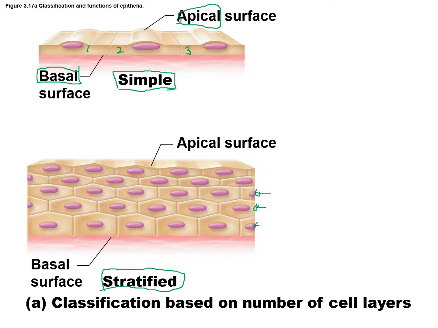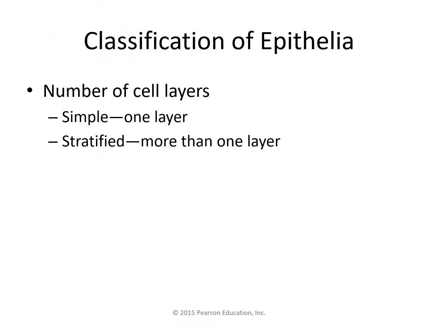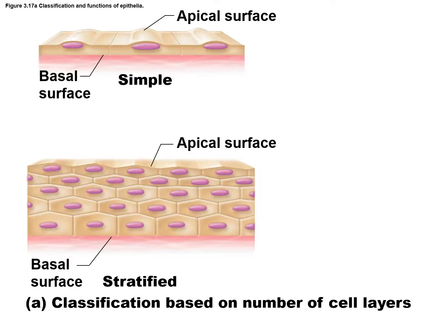So this is the classification based on the number of cell layers. If you remember in lab, we talked about pseudostratified, which looks like it's stratified. This is a recapitulation of the previous slide: a simple tissue consists of one layer, and a stratified tissue consists of more than one layer. The definitions are just that simple, and this is how we classify epithelial tissue.